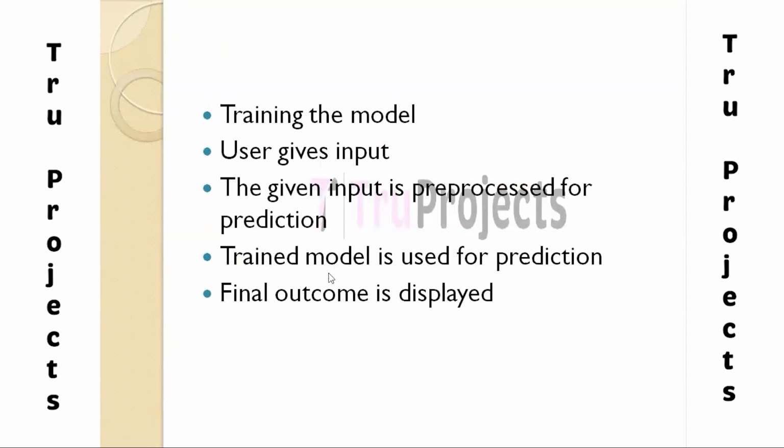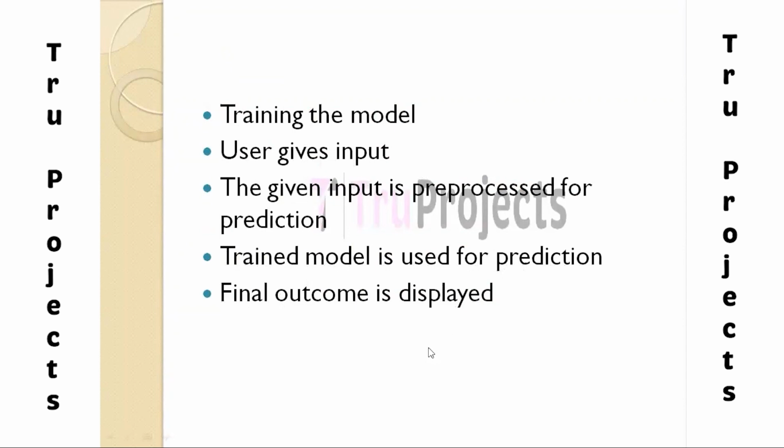And the ninth one is the trained model is used for prediction. The pre-processed erythrocyte images are passed through the different trained models that are used in this project. For the prediction, each model will classify the image as infected or non-infected based on the features learned during the training. And the final one is the final outcome is displayed.